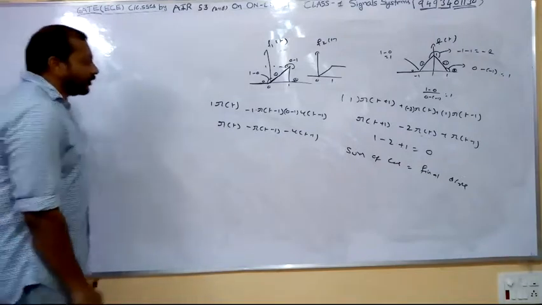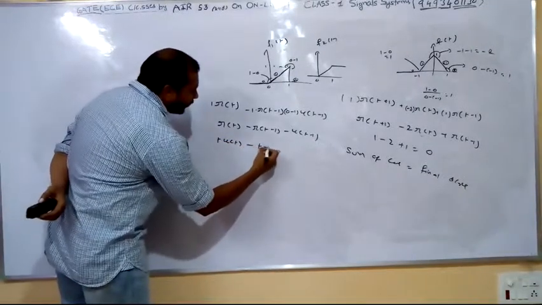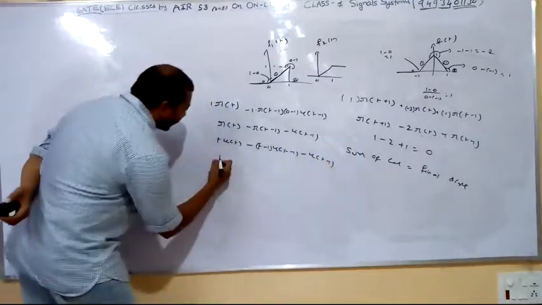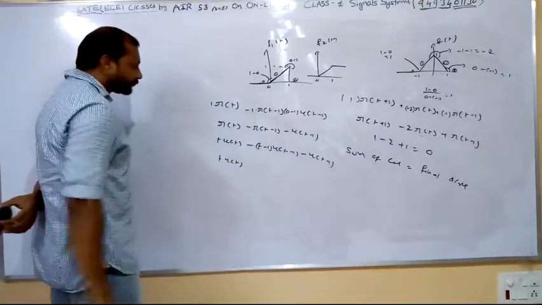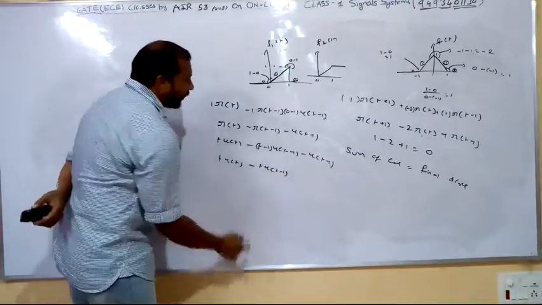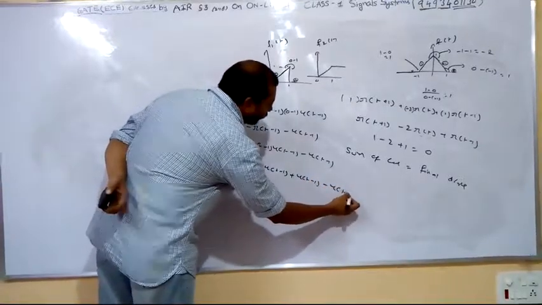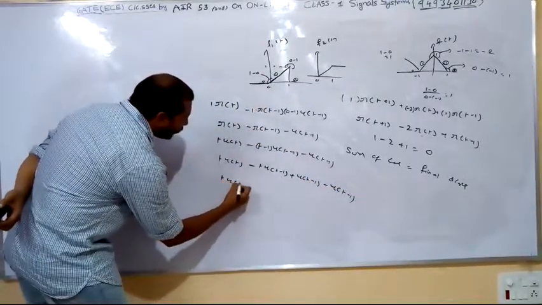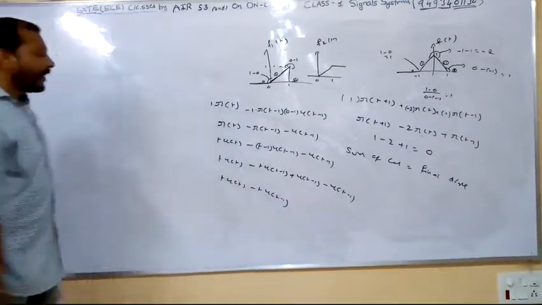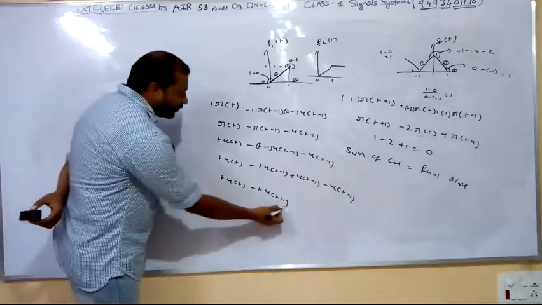If you convert this total expression in the form of steps, we can write this equal to t into u of t minus t minus 1 into u of t minus 1 minus u of t minus 1. By expanding this, it can be represented as t into u of t minus t into u of t minus 1, plus u of t minus 1 minus u of t minus 1. Simplifying, this is the expression: t into u of t minus t into u of t minus 1 minus u of t minus 1. This is the expression for this one.